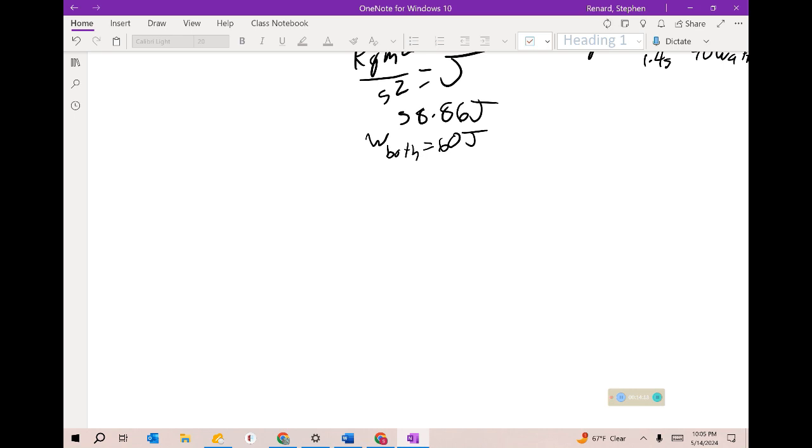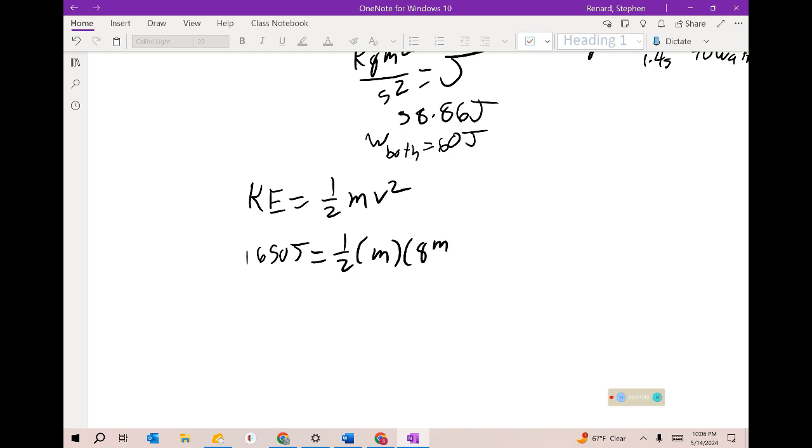Okay, Angie decides to go ice skating. If her kinetic energy is 1650 joules while skating at 8 meters per second, what is her speed if her kinetic energy is 1800 joules? Okay. So here's the thing. We know the equation for kinetic energy is 1/2 mass times velocity squared. We don't know her mass, but we know her velocity is 8 meters per second. What we can do is figure out her mass.